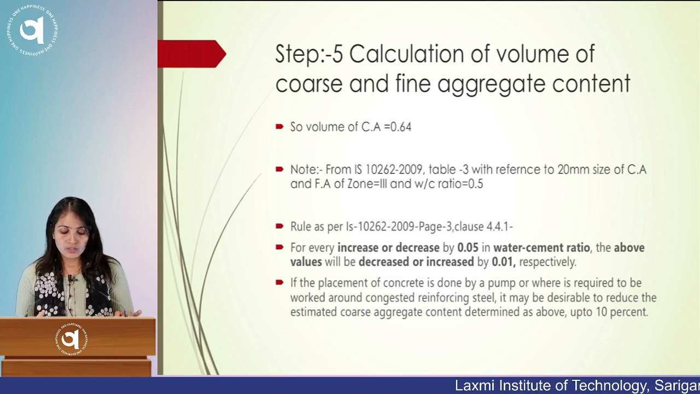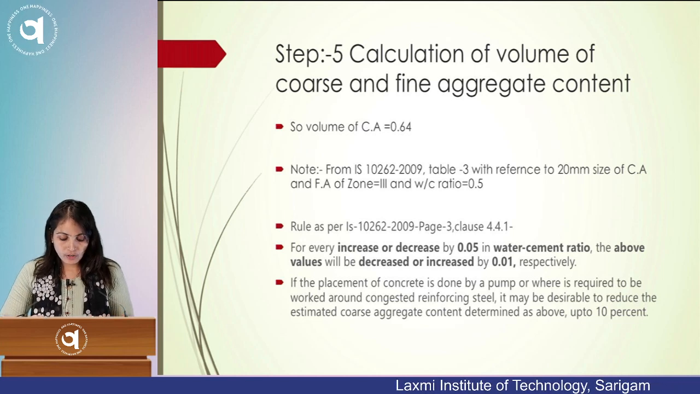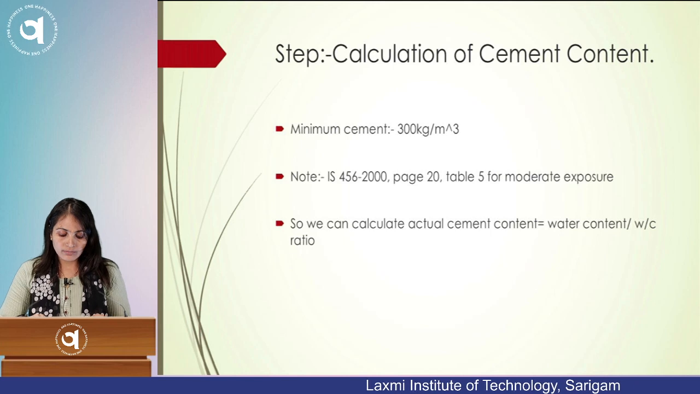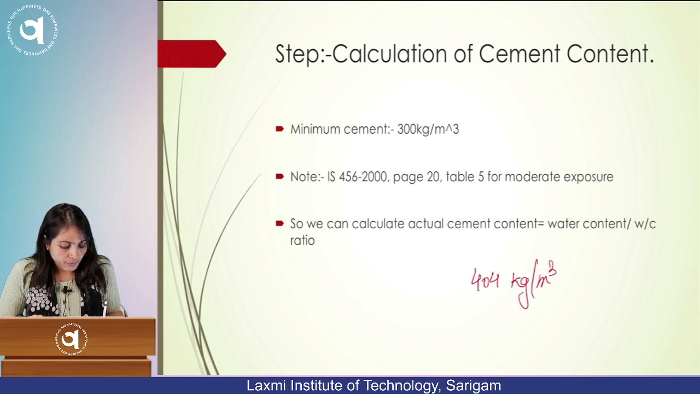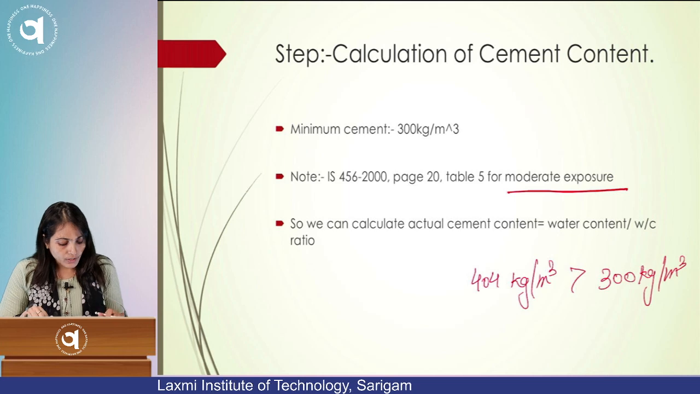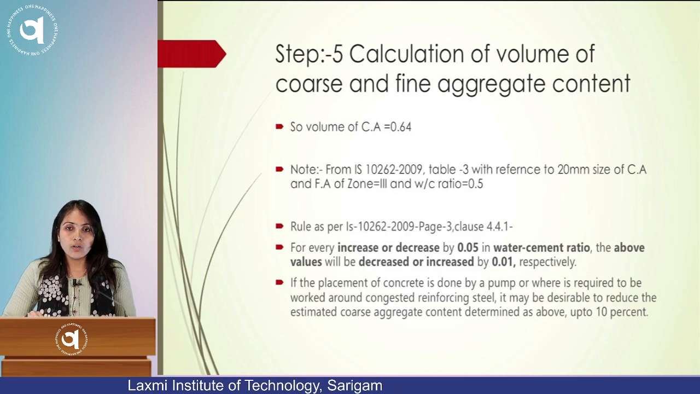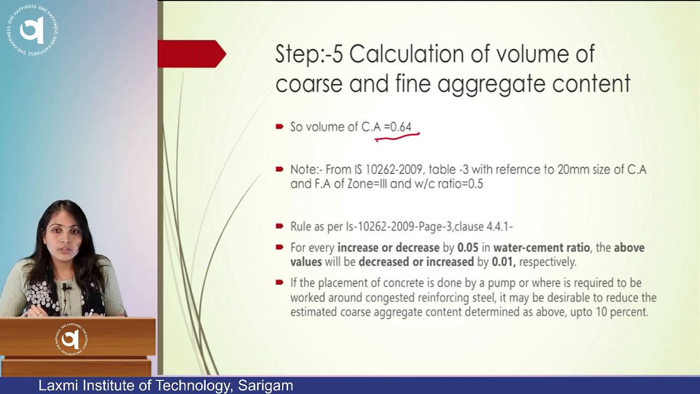that is calculation of volume of coarse and fine aggregate content. I have solved the calculation of cement content: the actual cement content we got as 404 kg per meter cube, which is greater than 300 kg per meter cube according to our moderate exposure. Now what remains is coarse aggregate and fine aggregate. So volume of coarse aggregate we got as 0.64.